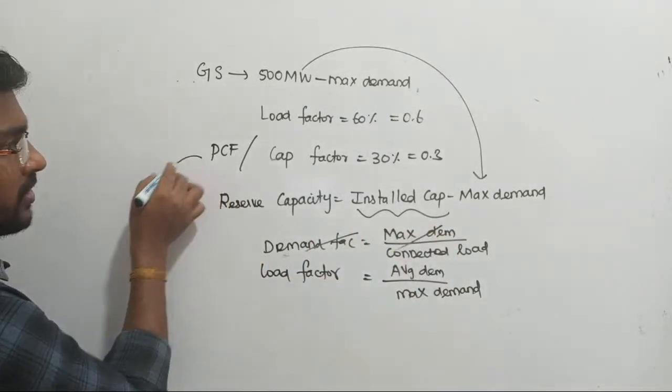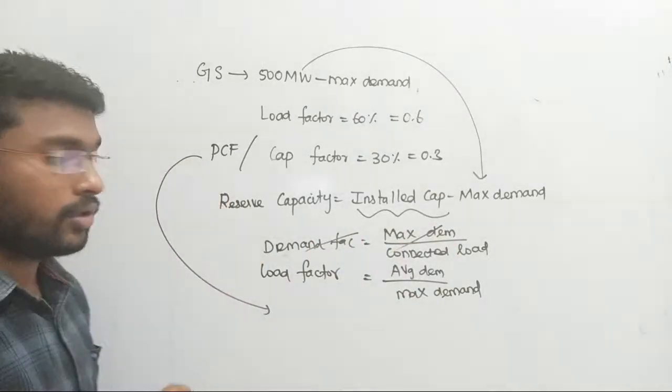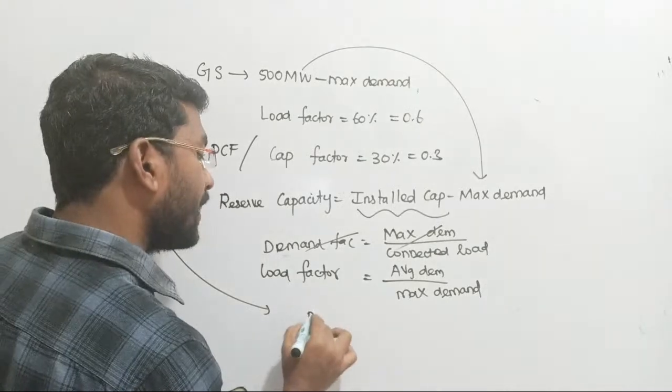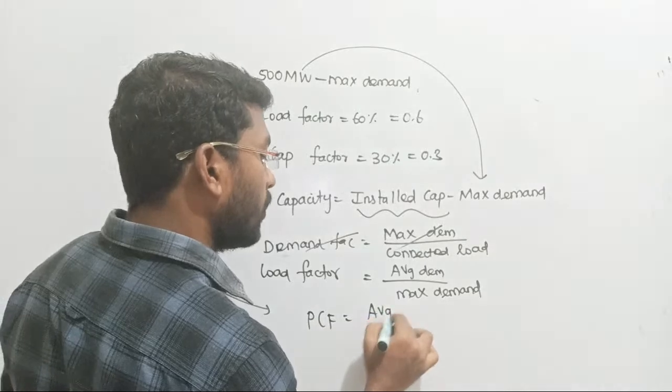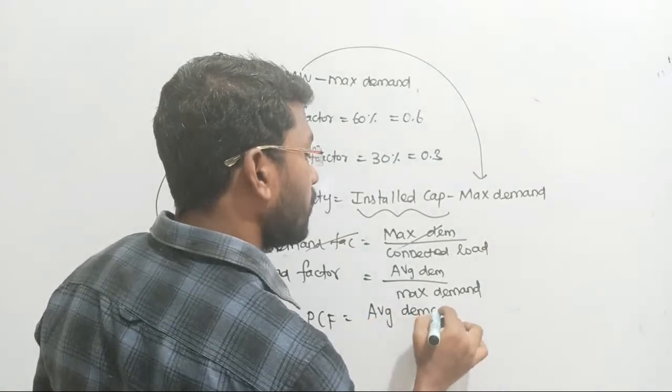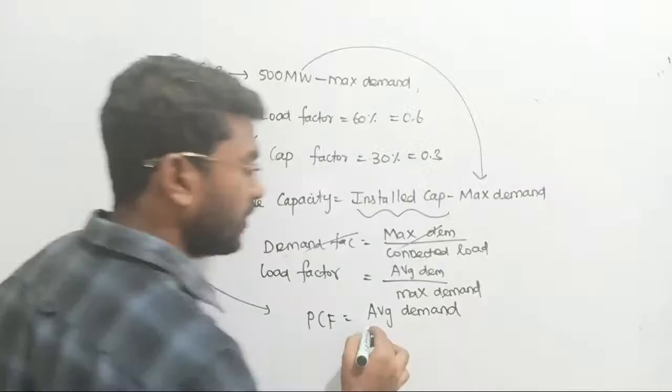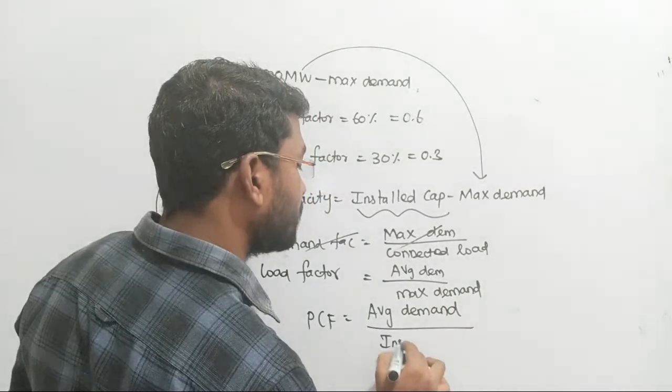Next question is plant capacity factor. How will you write down the plant capacity factor? Plant capacity factor can be written as, I hope you all remember, average demand, yes or no? Yes, divided by installed capacity.